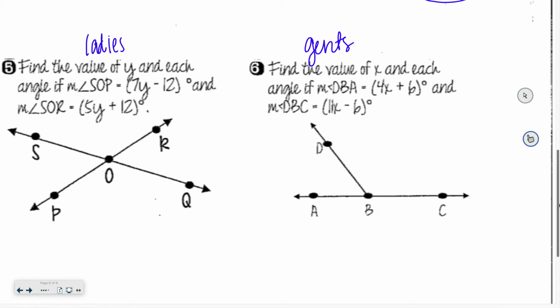I did 180 minus 12. I feel like that's easier than 4x plus 6, multiplying 11 times 12 and subtracting.